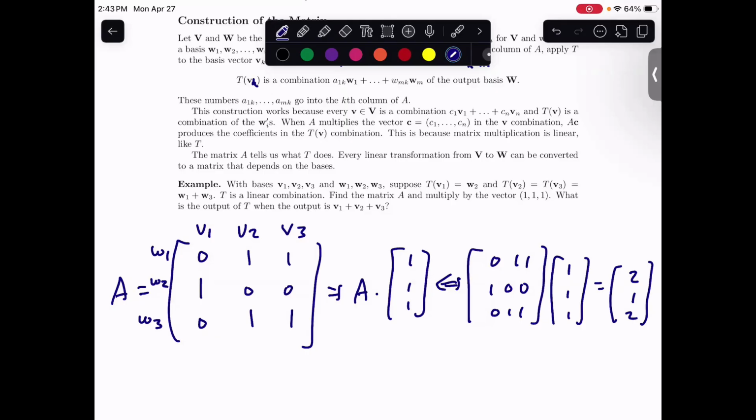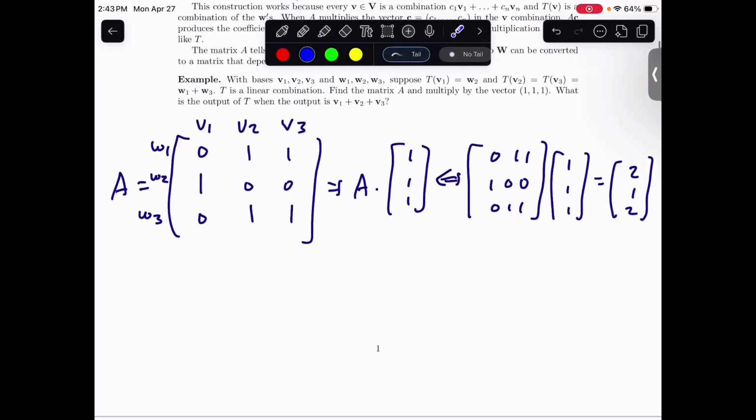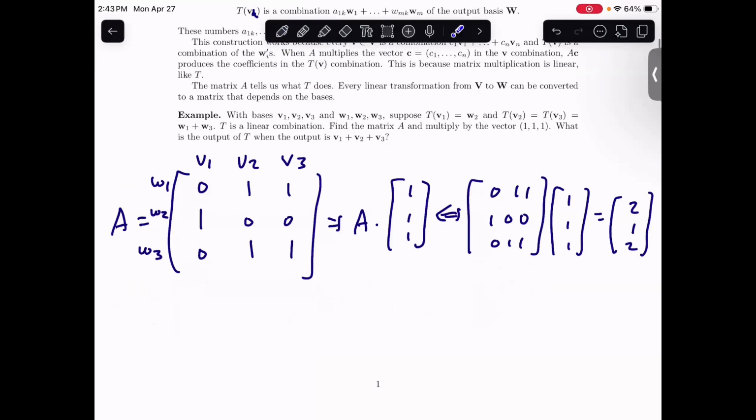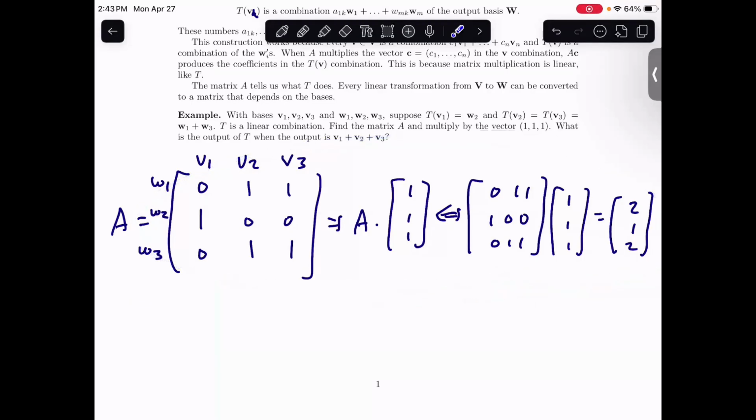And so you might be asking, what is 2, 1, 2 actually saying about anything? Well, to see what this 2, 1, 2 corresponds to, we're also going to look at what happens. So that's the first part of the question, right? It wants you to find the matrix A and multiply by the vector 1, 1, 1. So that's this part that we completed. And then we want to relate this answer to what we find when we do the output of T applied to V1 plus V2 plus V3.